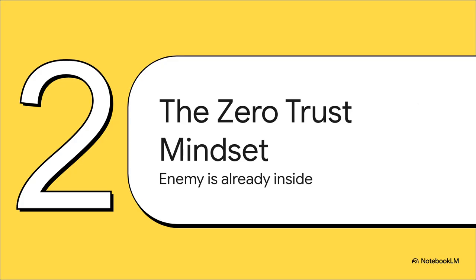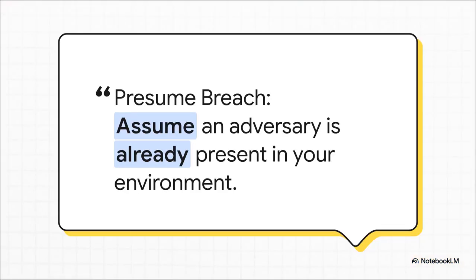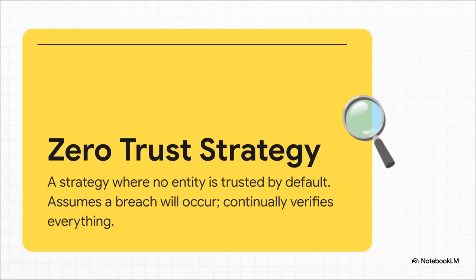So, this new reality, it demands a complete change in mindset. It's not about trying to build higher walls anymore. It's about rethinking the very concept of trust. We have to start from a place that's, well, a lot more skeptical. And this phrase right here, this is the absolute heart and soul of the zero trust mindset. Presume breach. It means you have to operate as if an attacker is already hanging out inside your network. And that one little change in thinking, it forces you to stop asking if you'll be breached and start planning for when.